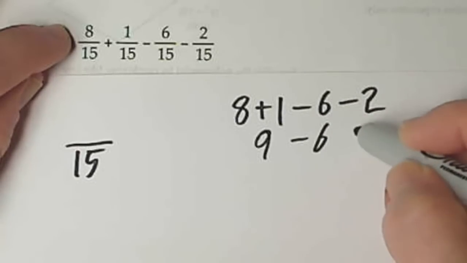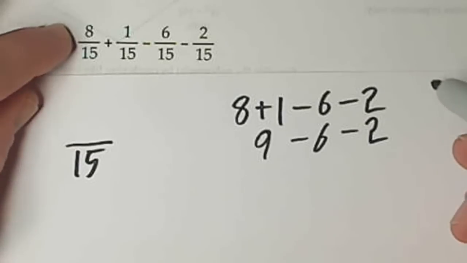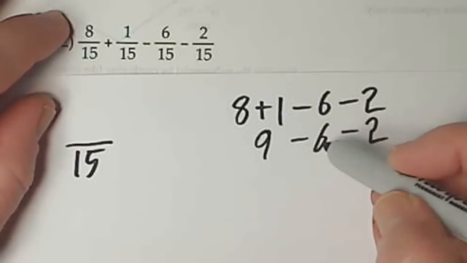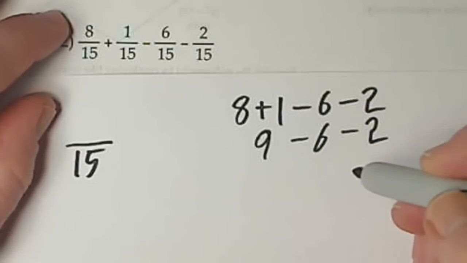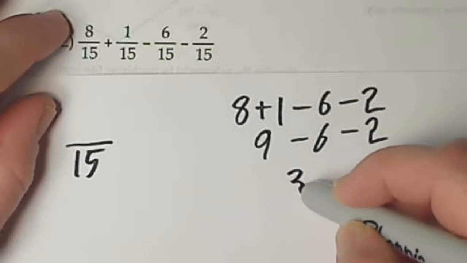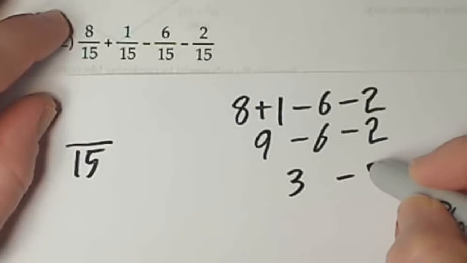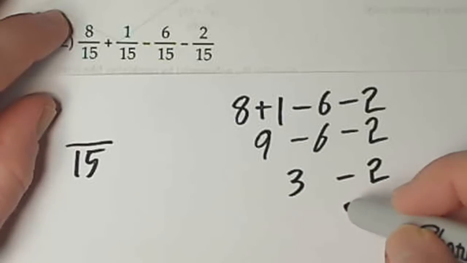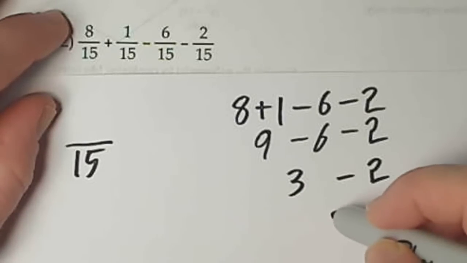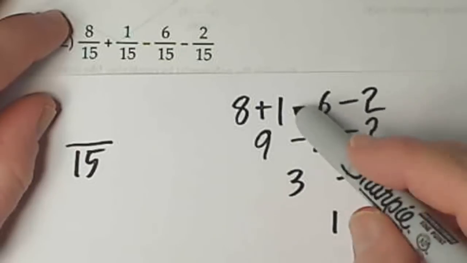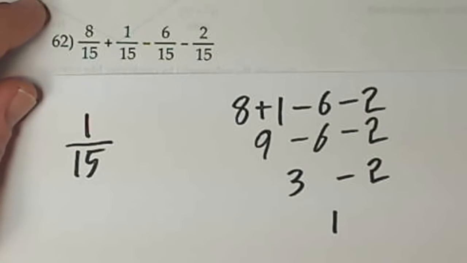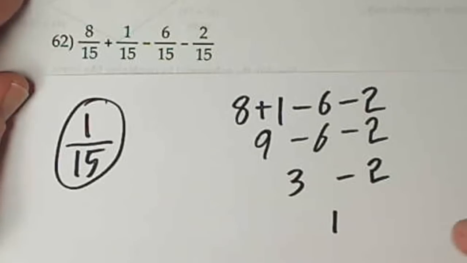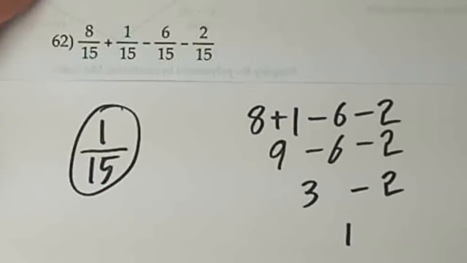I'll proceed very carefully here. There's other ways to do it, but 9, 6. Why isn't that clicking? Oh, because it's a 3. Wow, for all that work, we end up with a 1. Yeah, 8 and 9. Okay. So 1/15 is what we end up with when we combine all those fractions.